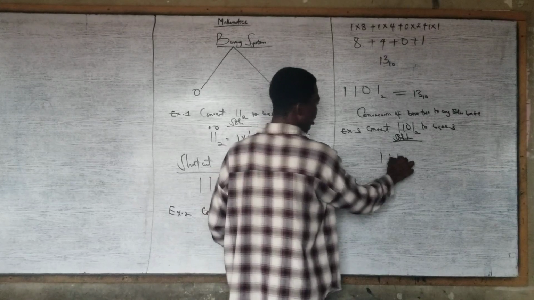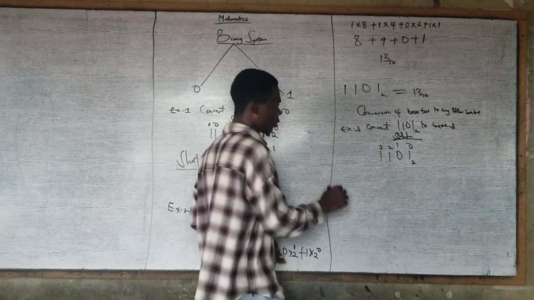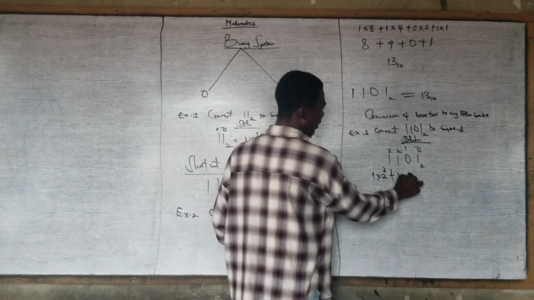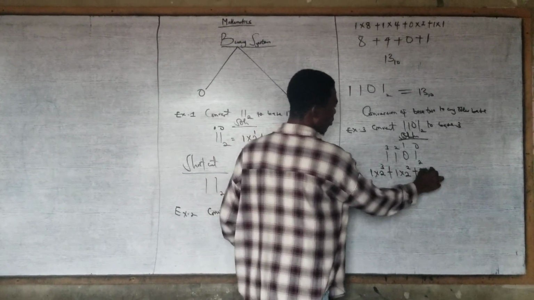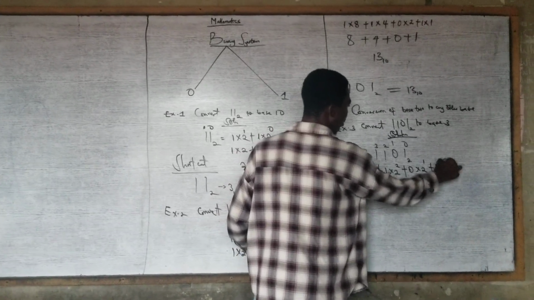Write out this and let's write 0, 1, 2, 3. So that is, we'll be having 1 multiplied by 2 raised to the power of 3 plus 1 multiplied by 2 raised to the power of 2 plus 0 multiplied by 2 raised to the power of 1 plus 1 multiplied by 2 raised to the power of 0.